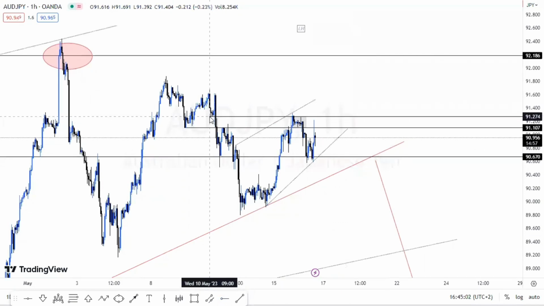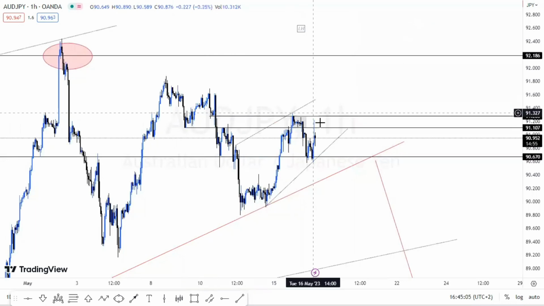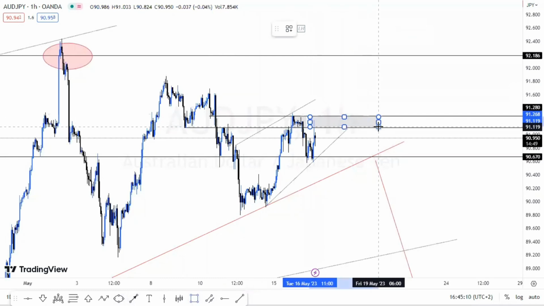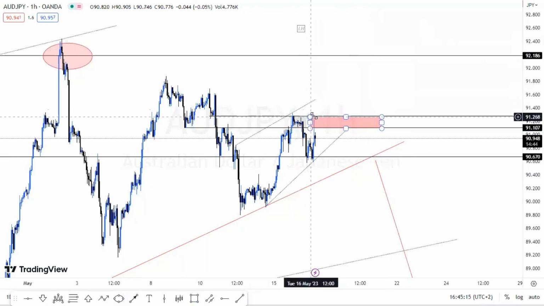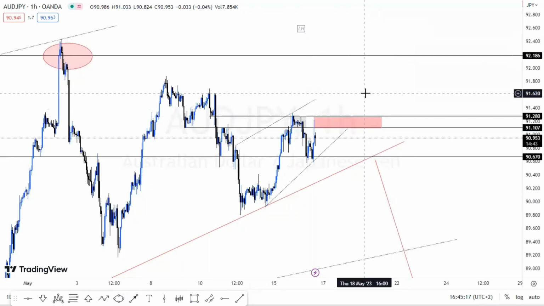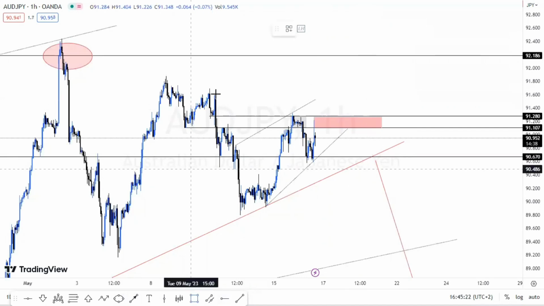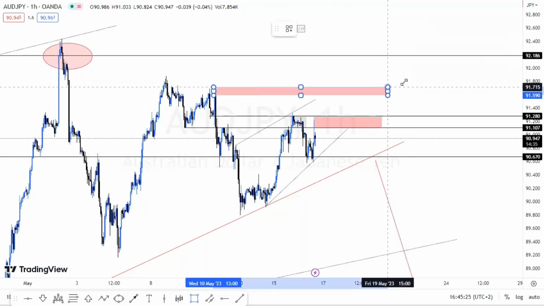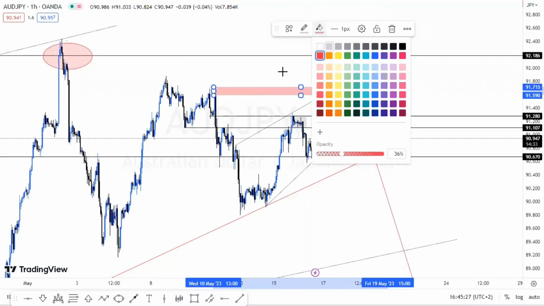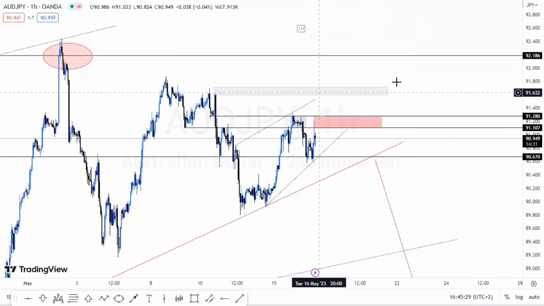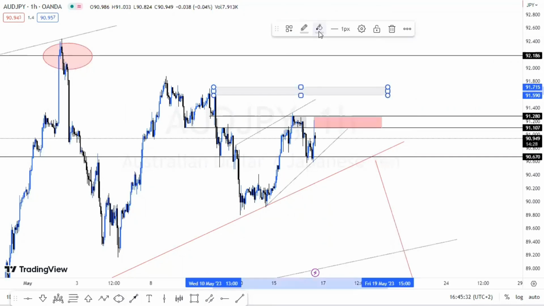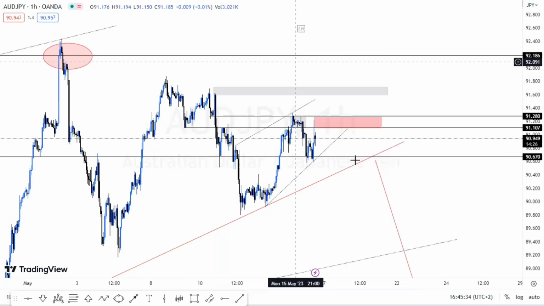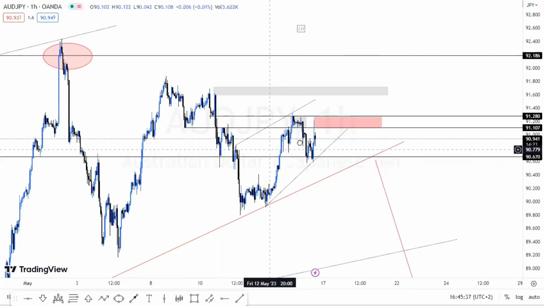But I'm looking for an entry in this area right here. This is where I'm going to be looking for my entry. I'm going to be patient enough because I know there's going to be a lot of manipulation. Price might even attempt to trap, because a lot of sellers are waiting on this opportunity, and the market makers know what they're doing. They know how we think as retail traders. They know what we see in the markets.